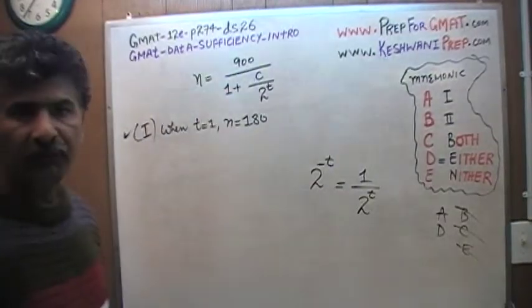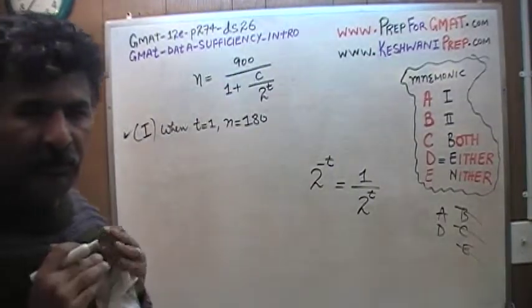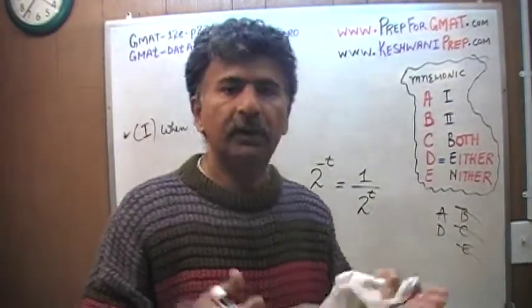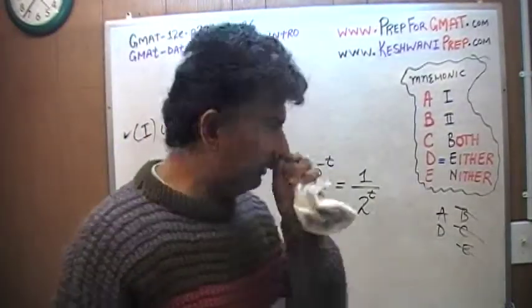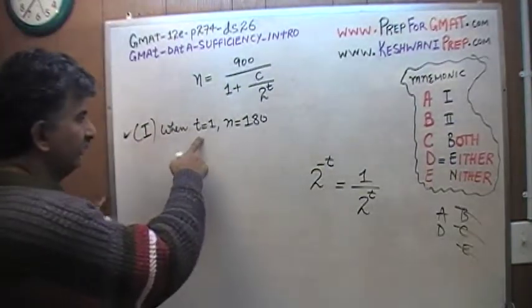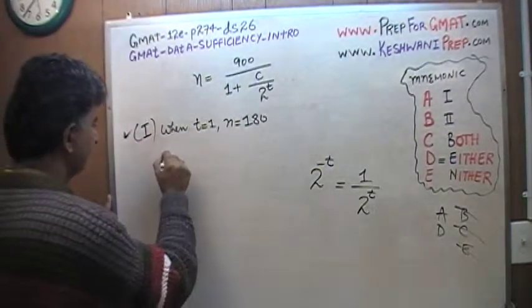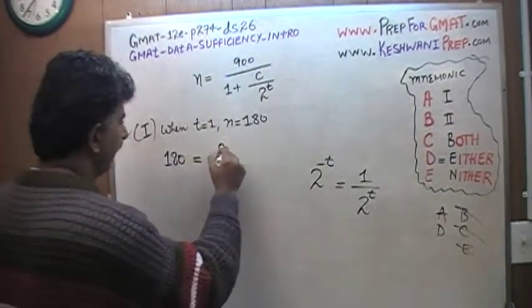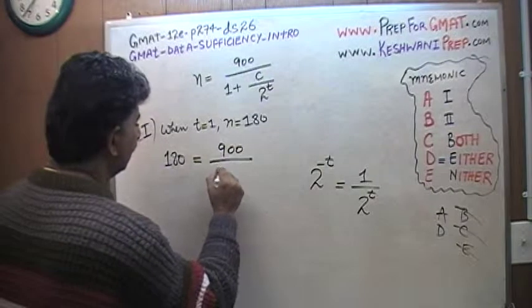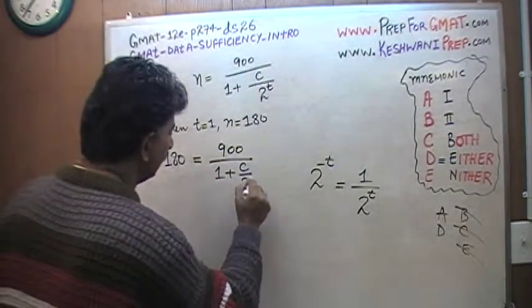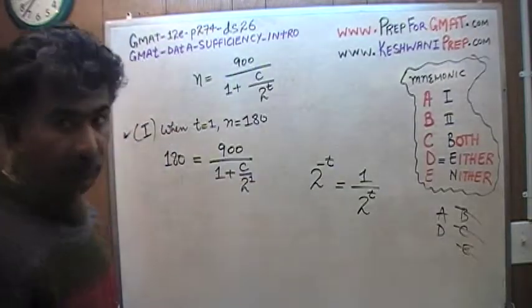So let's figure out the value of c, because that's what we need. Once we know the value of c, we can figure out what n is going to be, the number of units produced in the 6 months, by putting it again in this formula. So let's figure out the value of c using this information. When t is 1, n equals 180. So 180, which is your n, equals 900 over 1 plus c over 2 raised to 1. Well, 2 raised to 1 is just 2, isn't it?